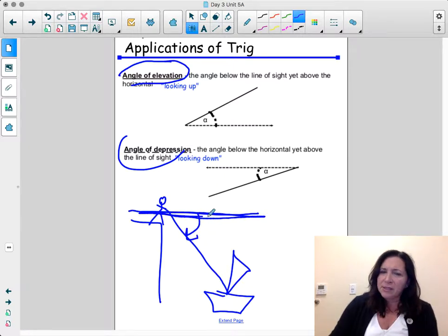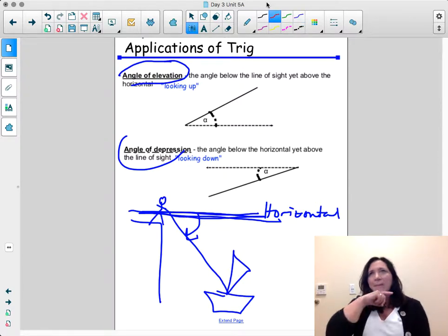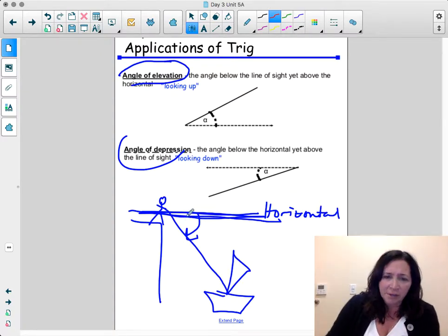Angles of depression are always measured from a horizontal. This is my horizontal, right? Horizontals are based on a straight line going across. Let's say they say you're looking down at the boat at, I don't know, 35 degrees. Well, that angle here is 35 degrees.